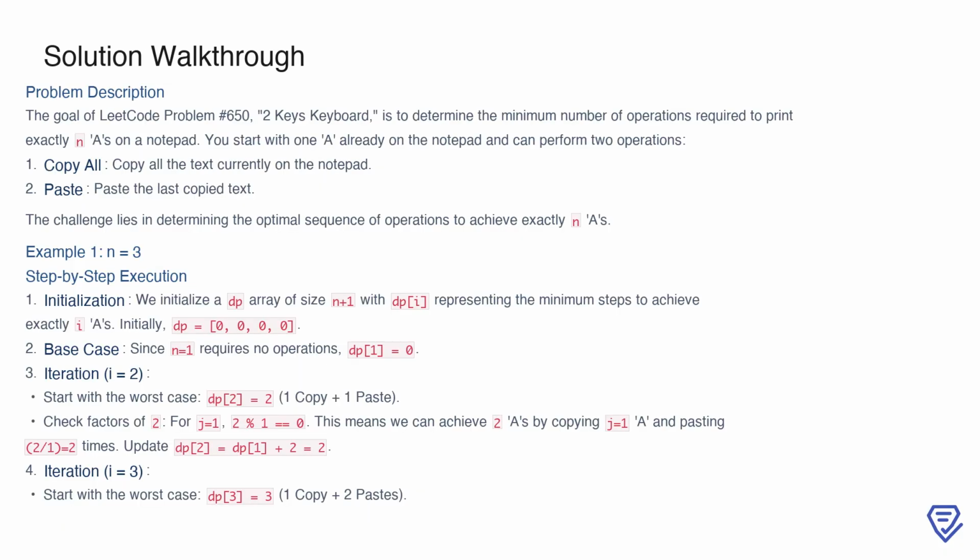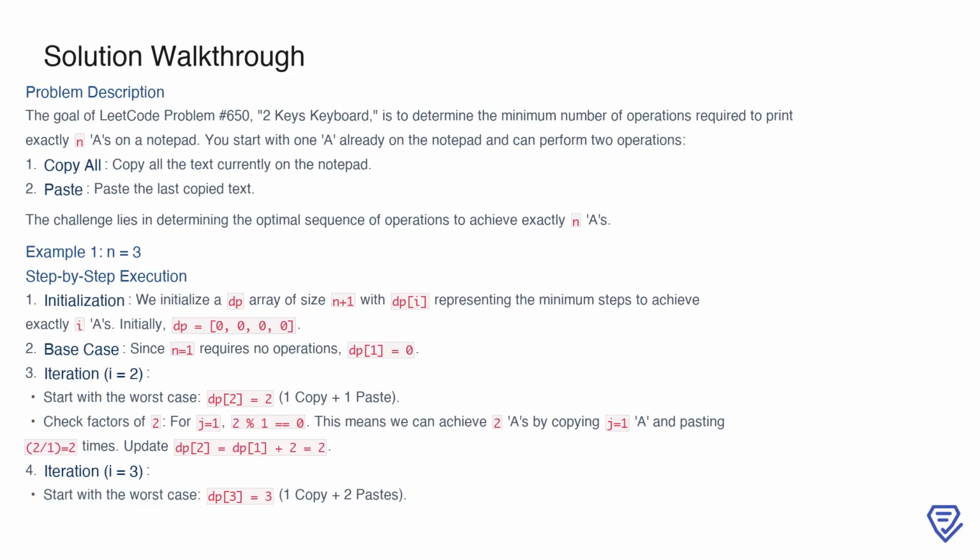In this problem, we need to figure out the minimum number of operations required to print exactly n A's on a notepad. We start with one A already on the notepad and have two operations available: copy all, which copies all the text currently on the notepad, and paste, which pastes the last copied text. The challenge is to determine the most efficient sequence of these operations to achieve exactly n A's. To solve this, we use dynamic programming. The idea is to create a DP array where dp[i] represents the minimum steps required to achieve exactly i A's.